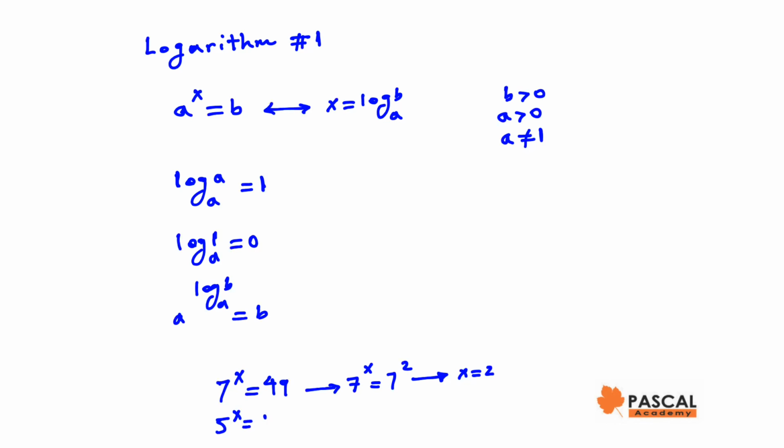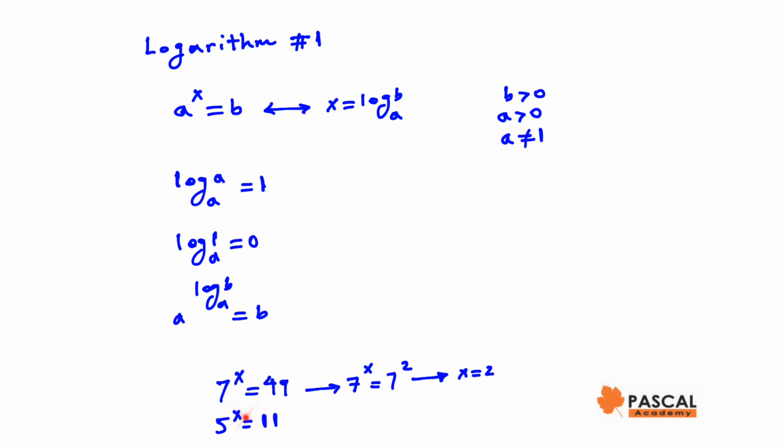But if I ask you to solve 5 to the power of x equals 11, you cannot make the bases the same as easily as you could with 7. To make the bases the same, in this case, we have to use a new definition. But before we get to that definition, let's see how we solve this 5 to the power of x equals 11.